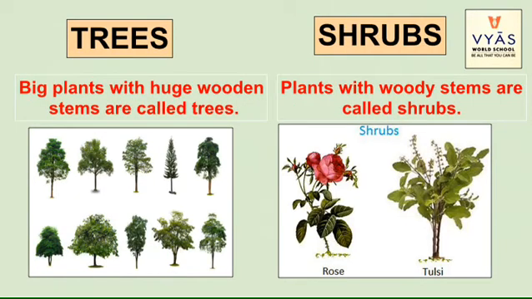So trees, big plants with huge wooden stems, are called trees. Trees have very strong and thick stems. Examples of trees are mango, banyan and neem. All these trees have very thick, very strong stems. Next are the shrubs. Plants with woody stems are called shrubs.